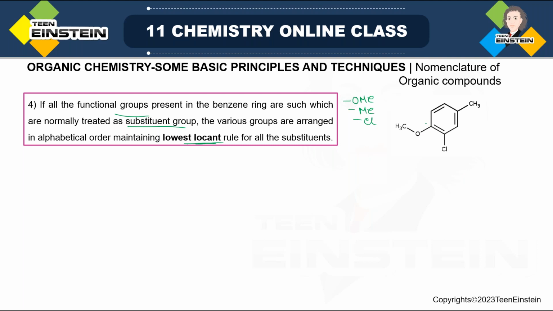Now, if we are starting the numbering from this side, 1, 2, 3, and then 4. So what are you getting? You are getting 1, 2, 4.